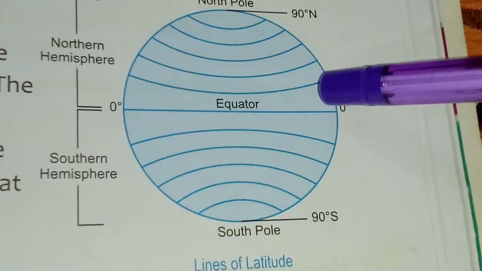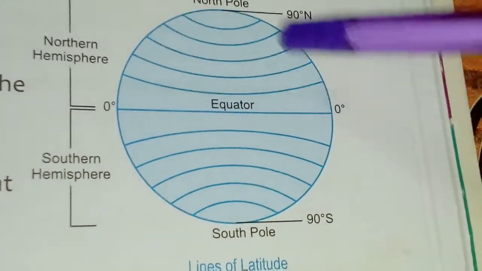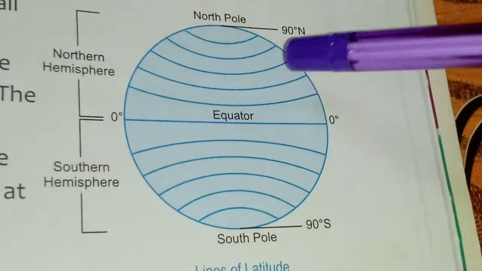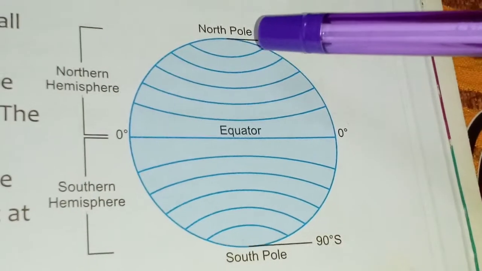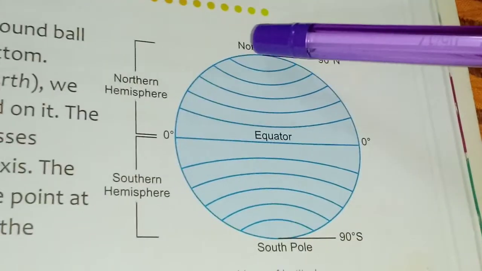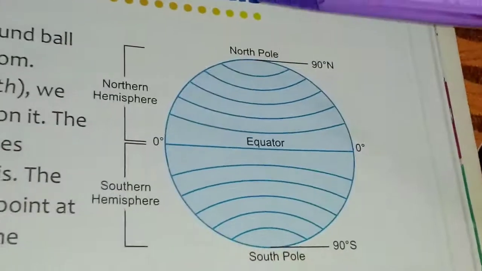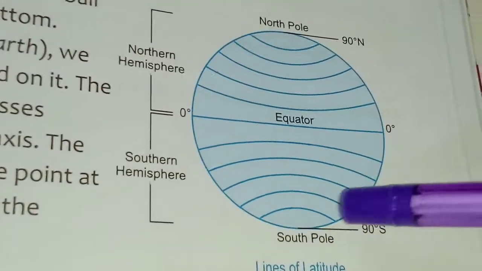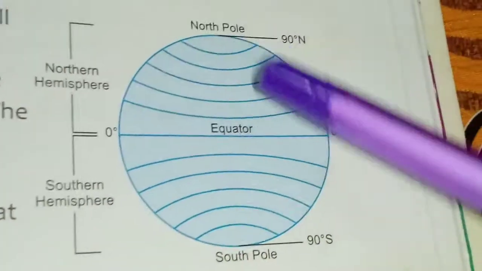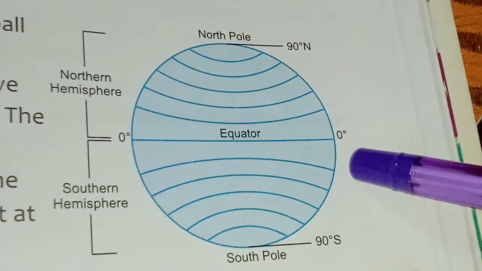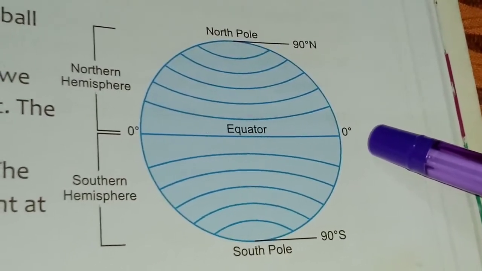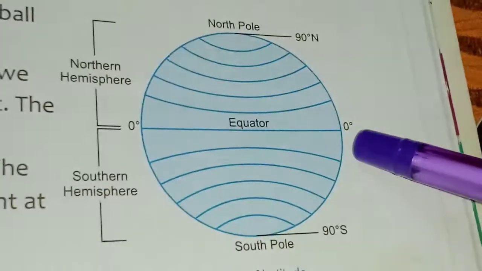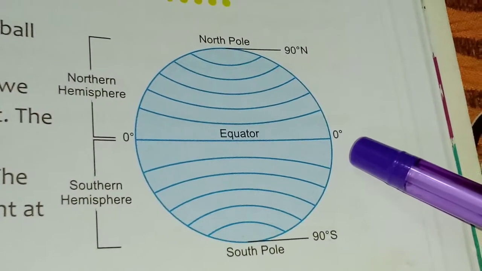And from here, the other parallels run from 0 degrees to the northern part, 1, 2, 3, 4 degrees, up to 90 degrees at the North Pole, and here 90 degrees S to the South Pole. The equator, or the 0 degree parallel, is called the great circle. Why is it called the great circle? Because it is the longest parallel.